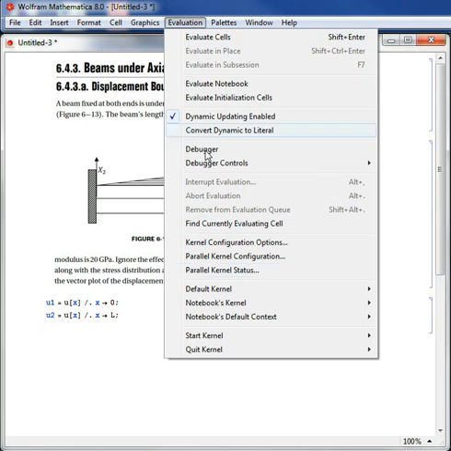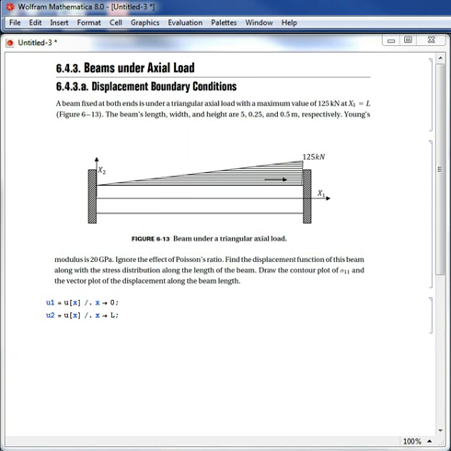Don't forget, I'm starting a new problem. I'm going to quit the kernel just to start from scratch so that I don't have any variables stored already in any of those symbols.